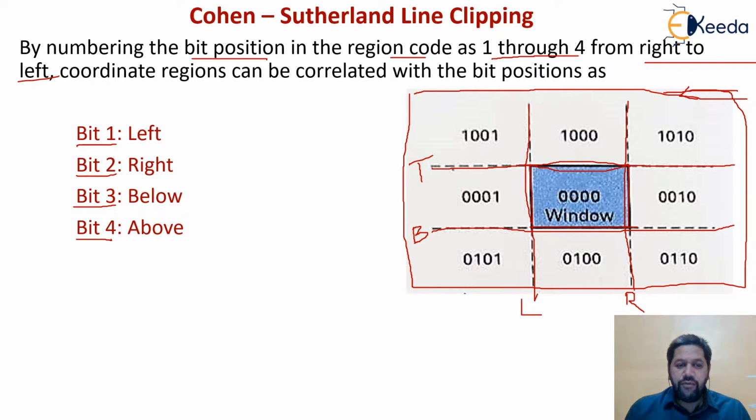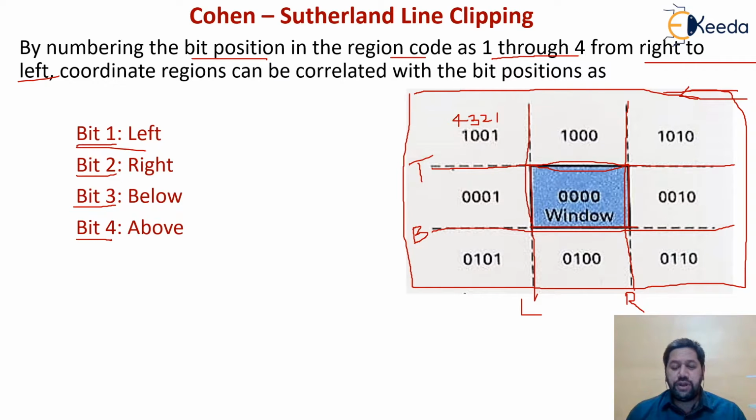Now, how are these 4 bits considered? The 4 bits are considered from right to left. So this is my first bit. I hope all of you are clear, this is my first bit. This is my second bit, this is my third bit of the endpoint code, and this is my fourth bit of the endpoint code. Is it clear? So this is my first, second, third, fourth, right to left.